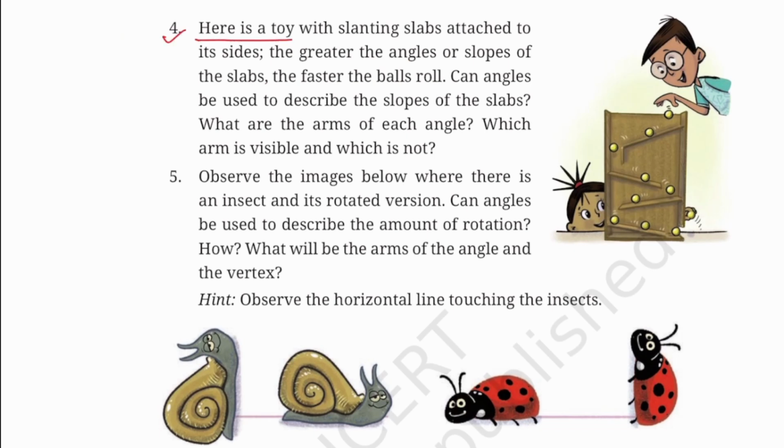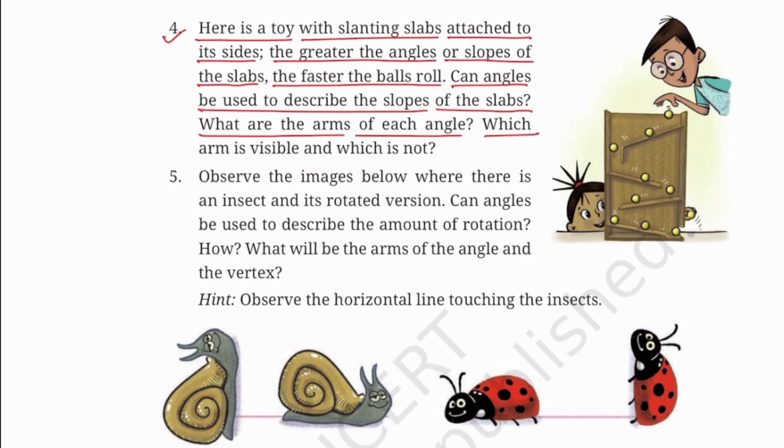4. Here is a toy with slanting slabs attached to its sides. The greater the angles or slopes of the slabs, the faster the balls roll. Can angles be used to describe the slopes of the slabs? What are the arms of each angle? Which arm is visible and which is not? In the given figure, you can see an arm of the angle on which the ball is rolling. The other arm, that is the invisible one, is horizontal. Greater the angle between the arms, greater is the speed of the rolling balls.